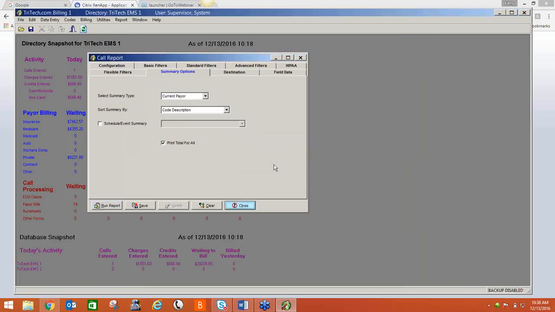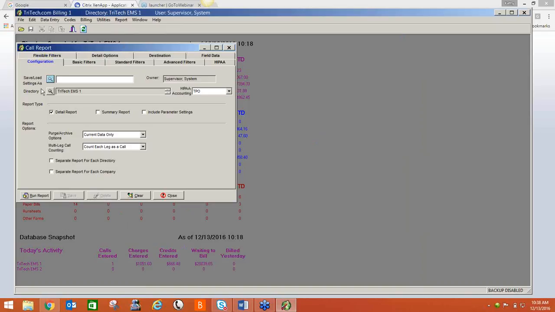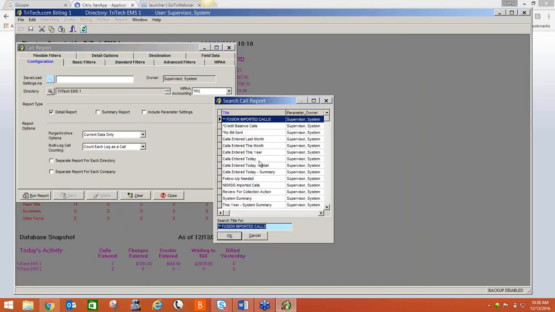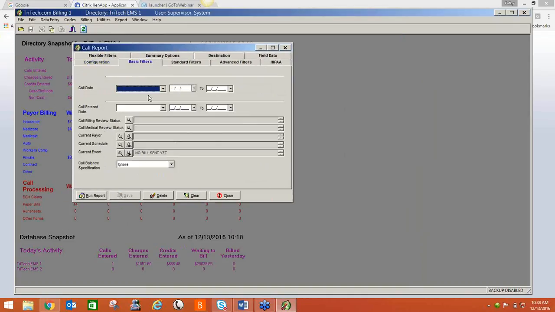Another call report that is one of my favorites, and I think some of our trainers' favorites, is the report that looks at all of the calls sitting in no bill sent. Remember how your billing schedules work, and at the beginning of almost every billing schedule there's an event that says no bill sent. It means we haven't done a billing action yet. It's sort of that holding place, and we like to think that we don't have very many calls sitting there. So this is a good report to run at the end of a billing cycle.